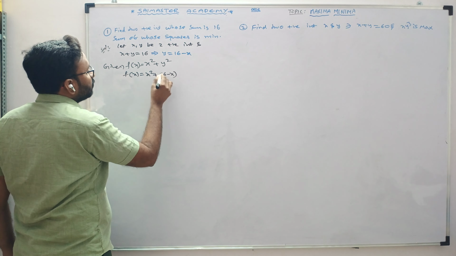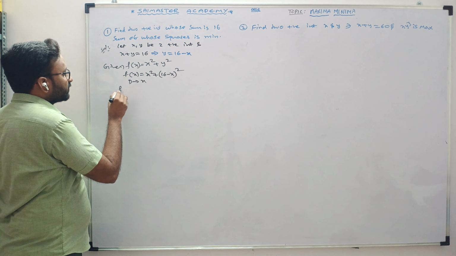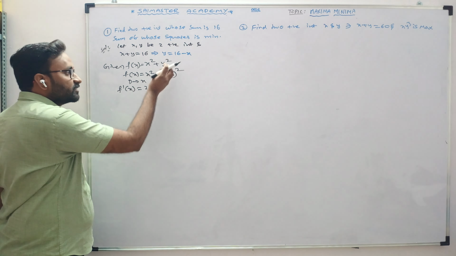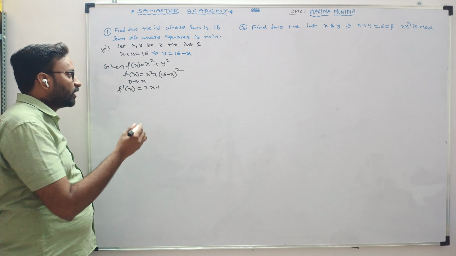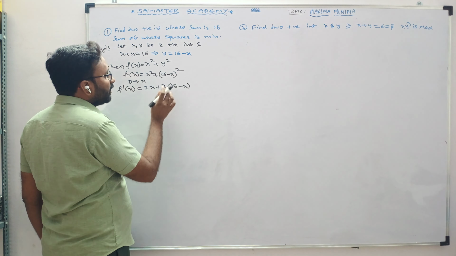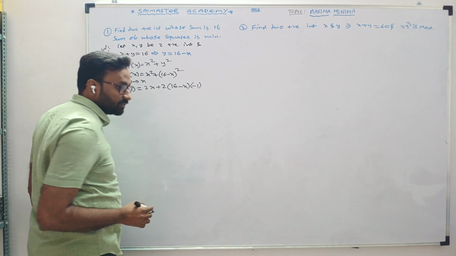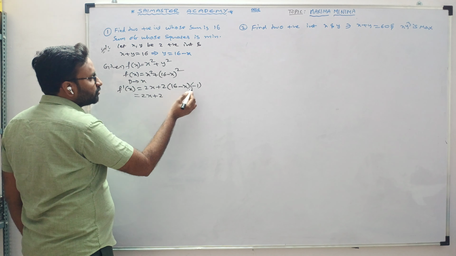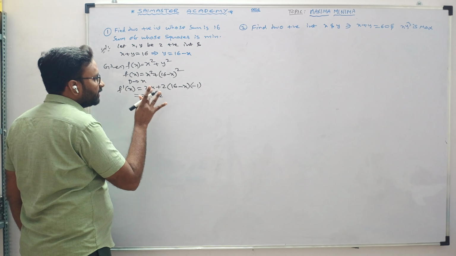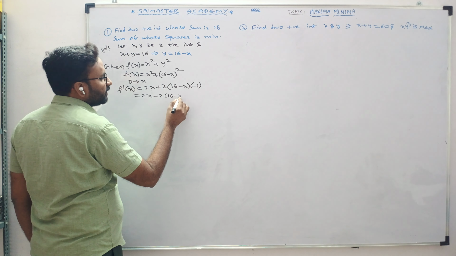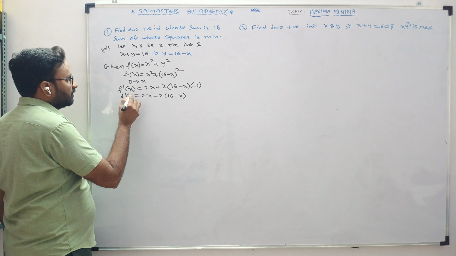Differentiating with respect to x, f dash of x is equal to the derivative of x square, 2x, plus, this is also x power n form, 2 into 16 minus x, and for 16 minus x we have to do the internal derivative. For 16 it is 0, for minus x, minus 1. Now one more step: 2x plus 2 into minus 1, we can write directly minus 2 into 16 minus x. This is f dash of x.